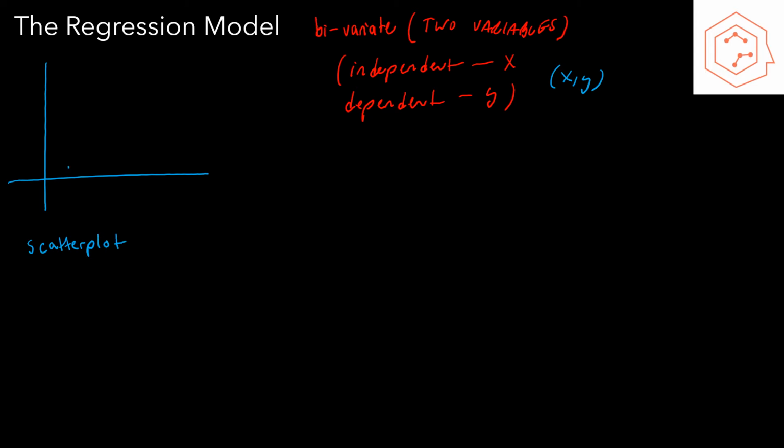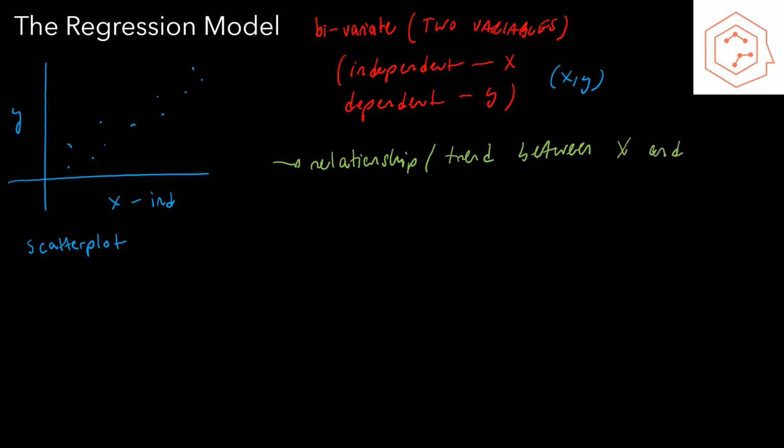We're simply going to label all the points, where x is on our x-axis, it's our independent variable, and y is on our y-axis. So we'll graph all the points, and our goal is to find a relationship or trend between x and y. And once we find this trend, we want to be able to describe its strength, the strength of this relationship.